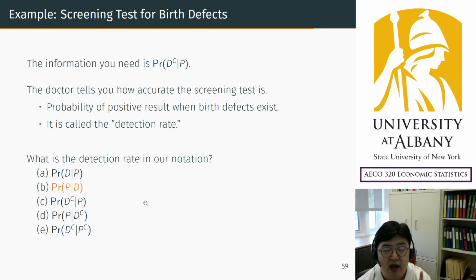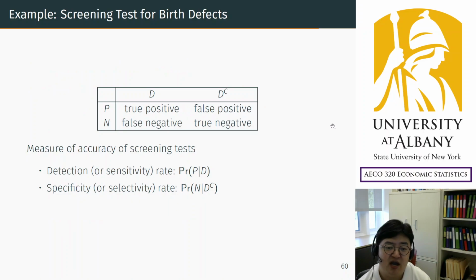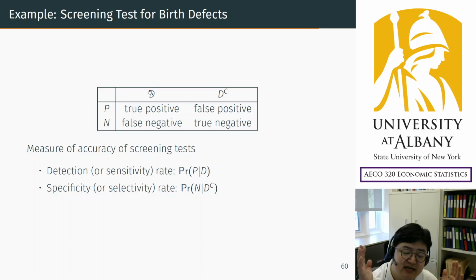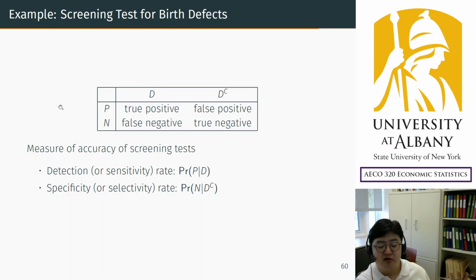The answer is B. And what I'm telling you here is the relationship between these two is not that straightforward. We learned Bayes' rule to flip them, and this process is not easy. Okay, so then we have four types again. Actual, like D and D complement, whether the baby actually has birth defects or not, right? And on the other side, whether the test result is positive or negative. So there are four types.